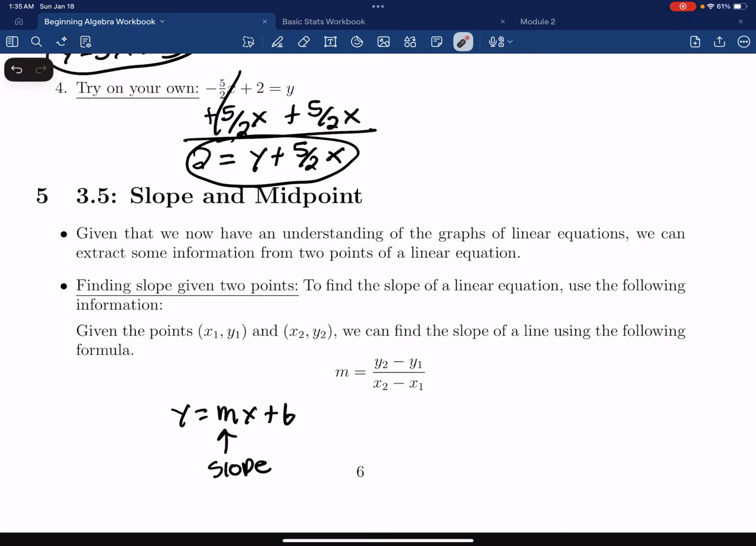So our slope, we can find that by taking our y2 value, so whatever this value happens to be of a point, and then we're going to take our other y value and find the difference. And we're going to subtract y1 from y2, and then divide that by the difference of x2 minus x1.